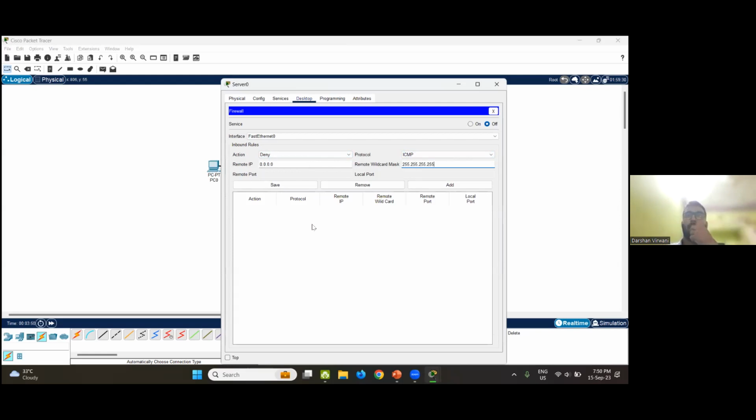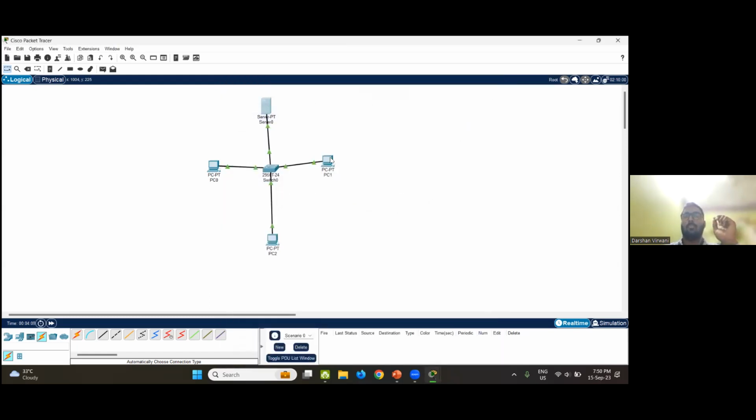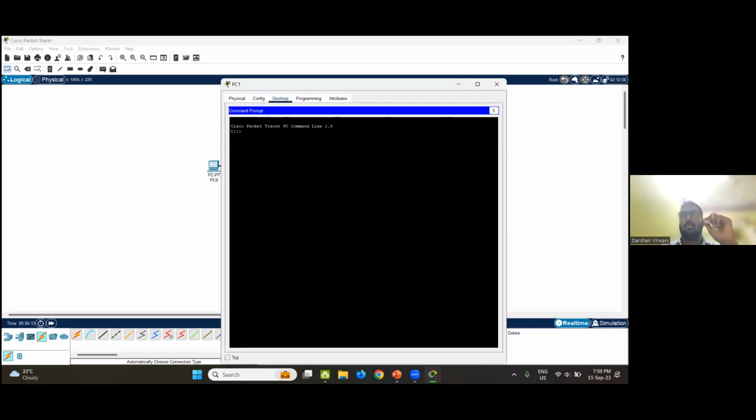255.255.255. So the IP address we have given is 0.0.0.0, which means that all of our systems and all of our subnet masks will be blocked from accessing that. We'll be adding that, and saving this. Now I close my server and I try to access our server.